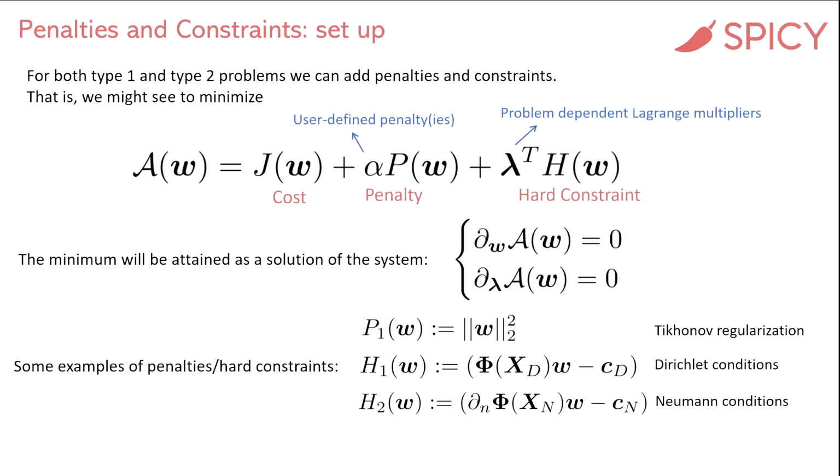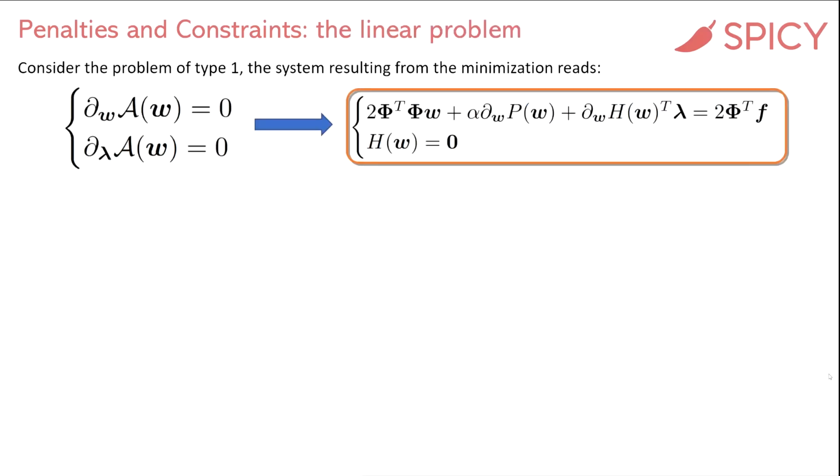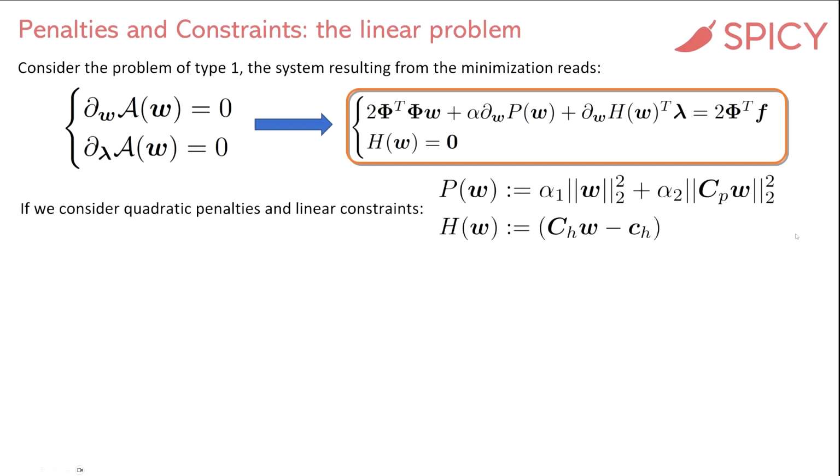Note that we call these Dirichlet and Neumann constraints because we will use them to put these kinds of boundary conditions, but in fact the location at which we are going to put these constraints need not be restricted to the boundaries. They can be placed anywhere in our domain. Now, why do we want to have only quadratic penalties and linear constraints? Well, because in this specific case, when we set the gradient of our augmented loss function to 0, we obtain a linear problem.